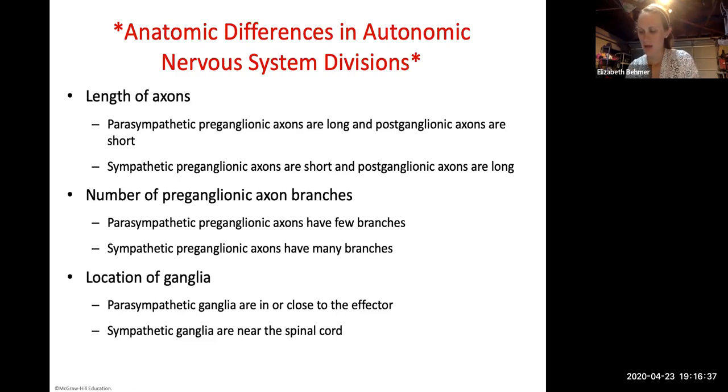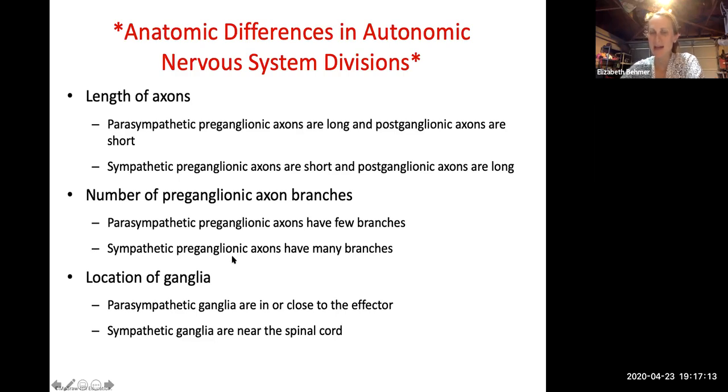So you can quickly write down notes or come back and look at it later. Your parasympathetic preganglionic axons are long and the postganglionic axons are short. I'll show you a picture of what this means. And sympathetic is just the opposite. Their preganglionic axons are short and their postganglionic axons are long. Next, the number of preganglionic axon branches. Parasympathetic preganglionic axons have few branches. Sympathetic preganglionic axons have many.